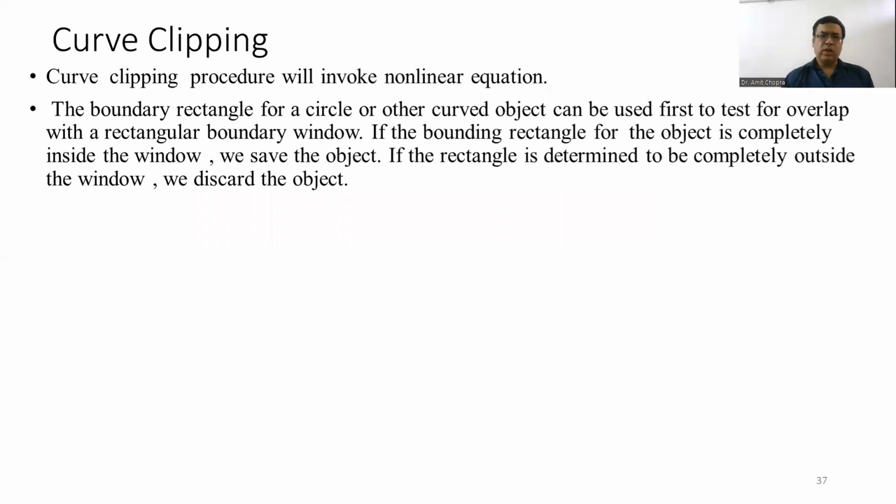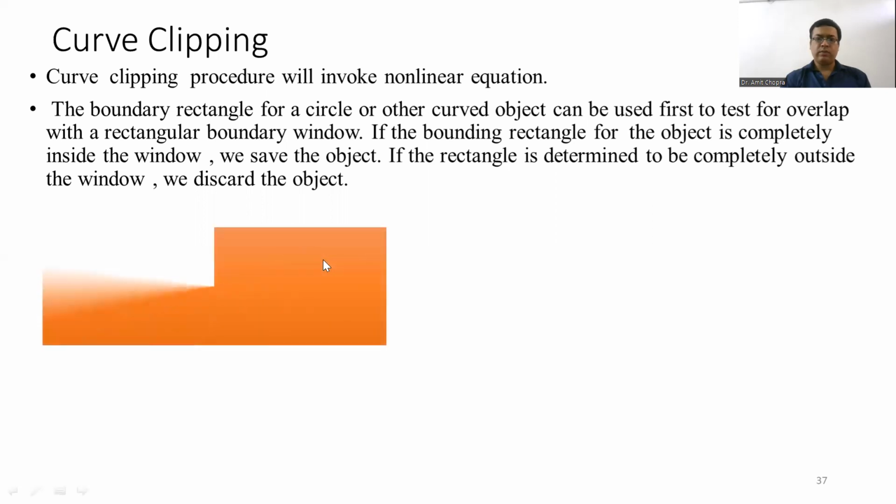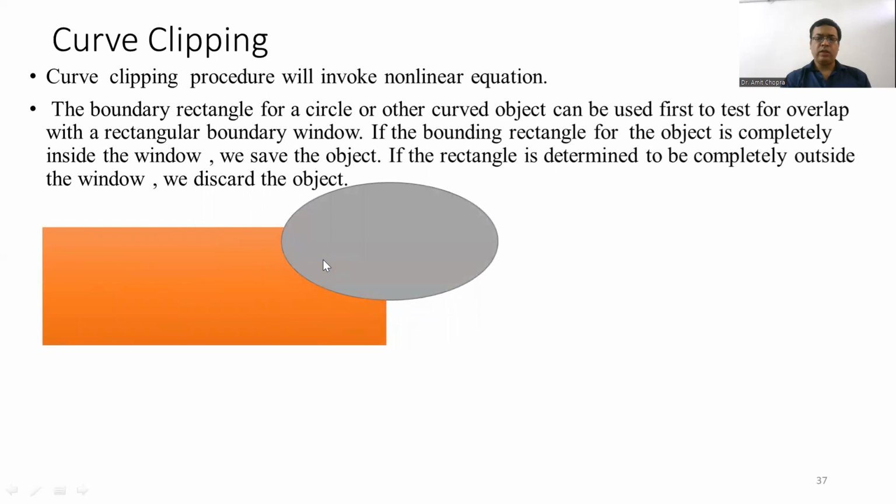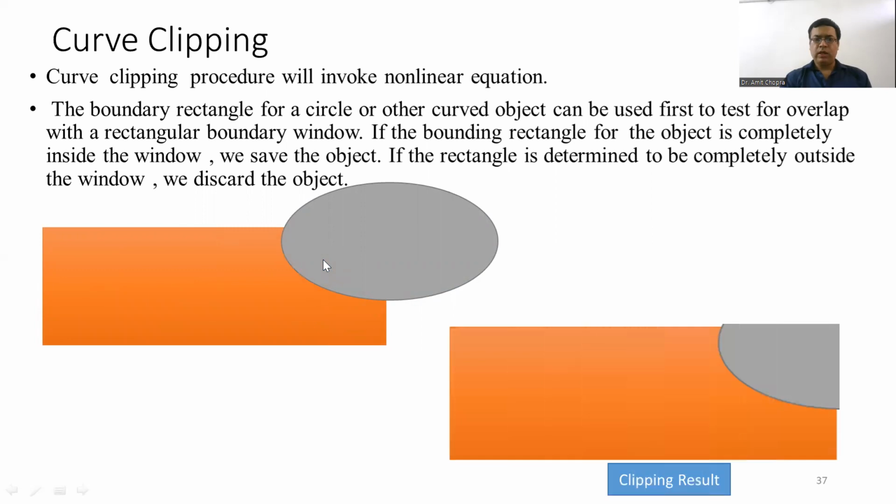Now we are going to discuss curve clipping. The curve clipping procedure will involve non-linear equations. The bounding rectangle for a circle or other curved object can be used first to test for overlap with the rectangular boundary window. If the bounding rectangle for the object is completely inside the window, we save the object. If the rectangle is determined to be completely outside the window, we discard that object. Now we can see that there is a rectangle and a curve. After the clipping, we will get a result like this only.